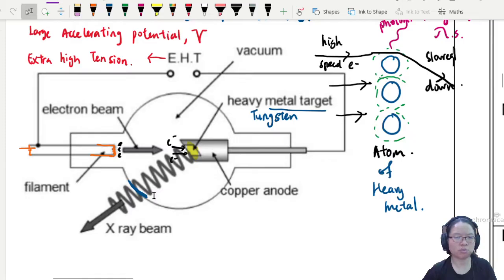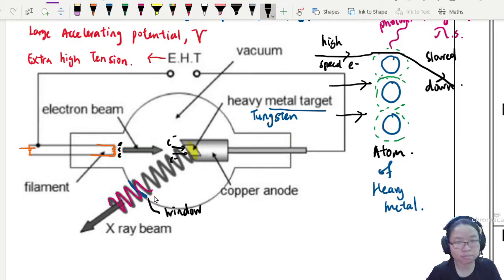And this X-ray beam will come out here. It will come out this way. And normally in the X-ray tube, we will have an X-ray window here. This is a window that sometimes we may or may not put a filter. Oftentimes we will, because this will allow us to adjust the amount of X-rays that come out.